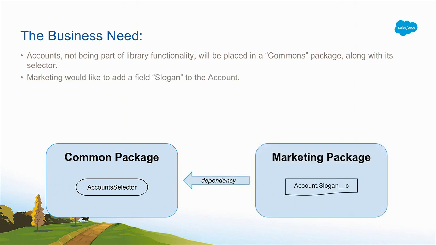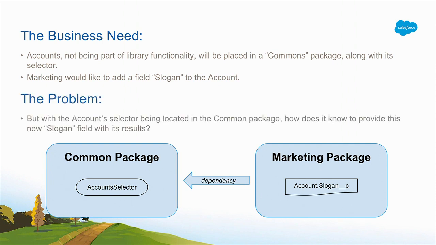So now we have this marketing package, and the marketing people have said they want a slogan put on the account object. So they want to capture some information. They think it's going to help them with sales and stuff of that nature. So since that goes in the marketing package, how is the account selector supposed to know to add that field to its SOQL query? All right, and that's the problem that we're facing at this point.